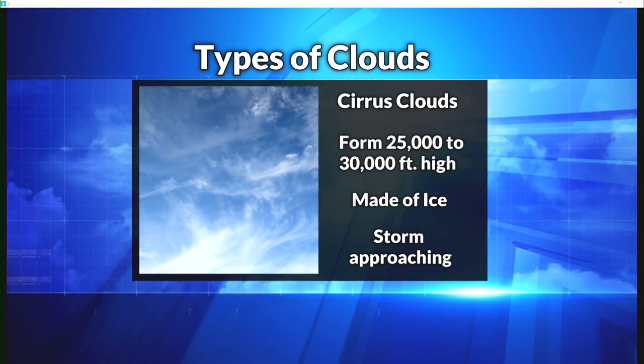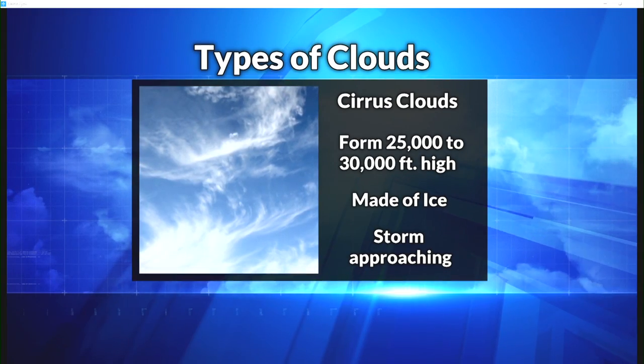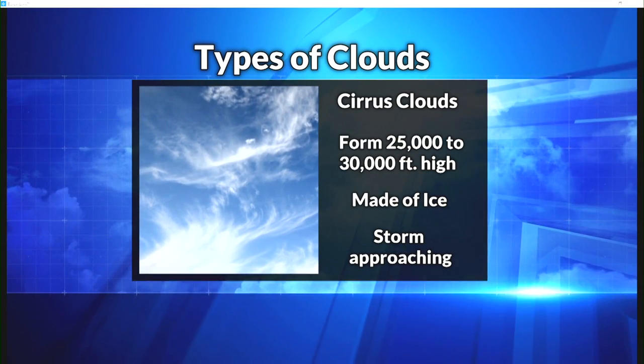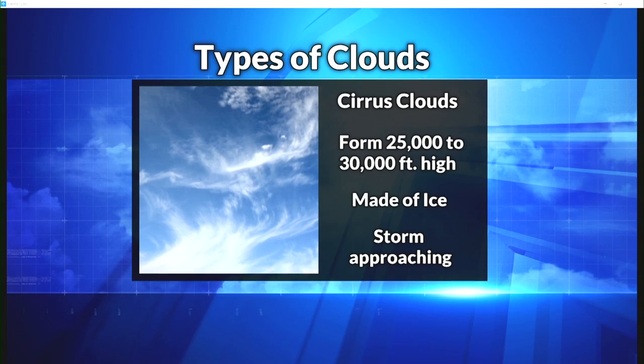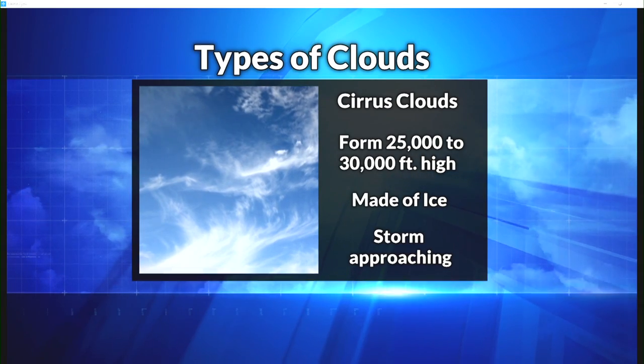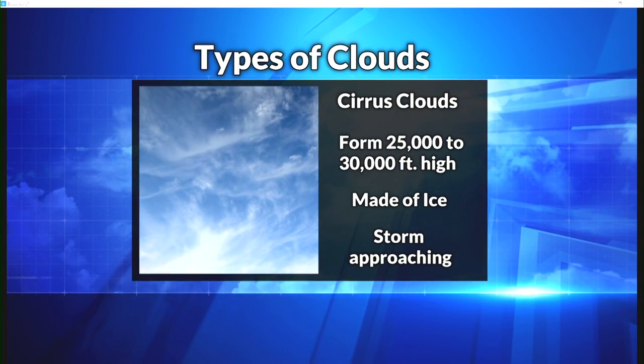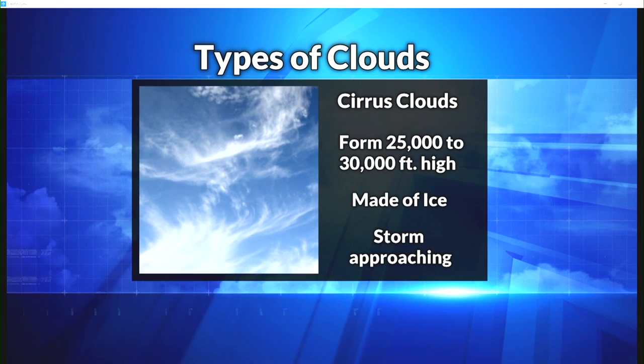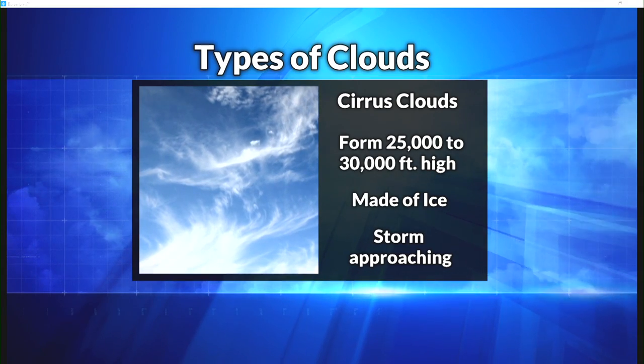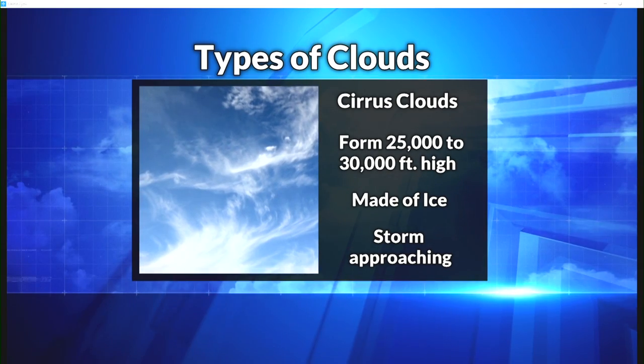All right, onward we go with our journey of clouds. The next one, we go way up high. And these are called cirrus clouds, 25,000 to 30,000 feet high. So if you were to take the atmosphere and tilt it into the vertical, they'd be at the very top, way up there. And the cool thing about these, they're made of ice.